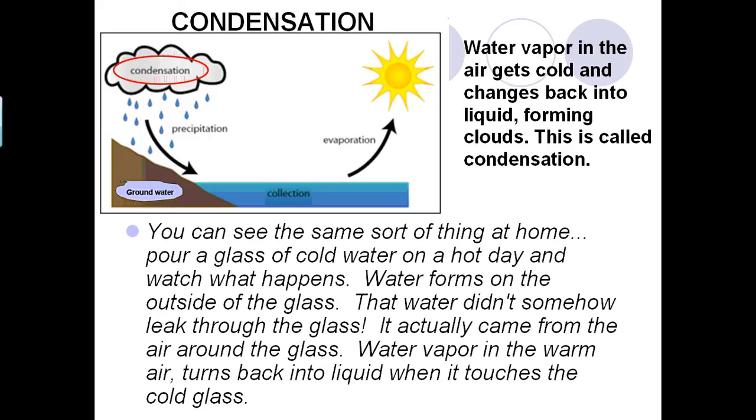An example of this, so that you can understand it a little better, is that you can see the same sort of thing happen at home. If you pour a glass of cold water on a hot day and watch what happens, water forms on the outside of the glass. That water didn't somehow leak through the glass, it actually came from the air around the glass. Water vapor in the warm air turns back into liquid when it touches the cold glass. Try this out at home and see if it helps you understand condensation.